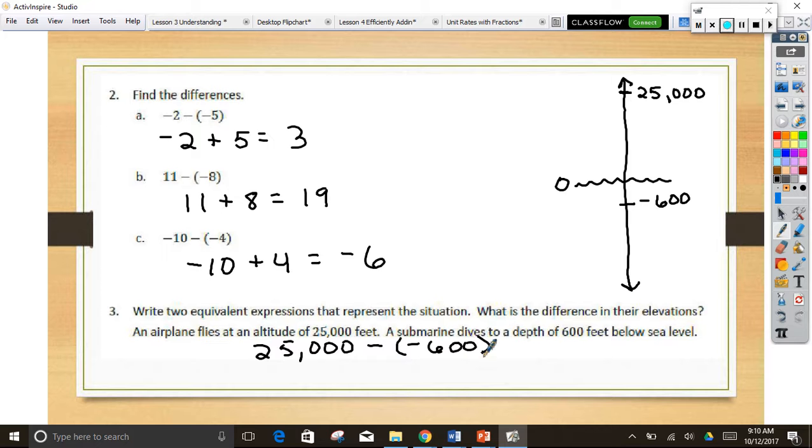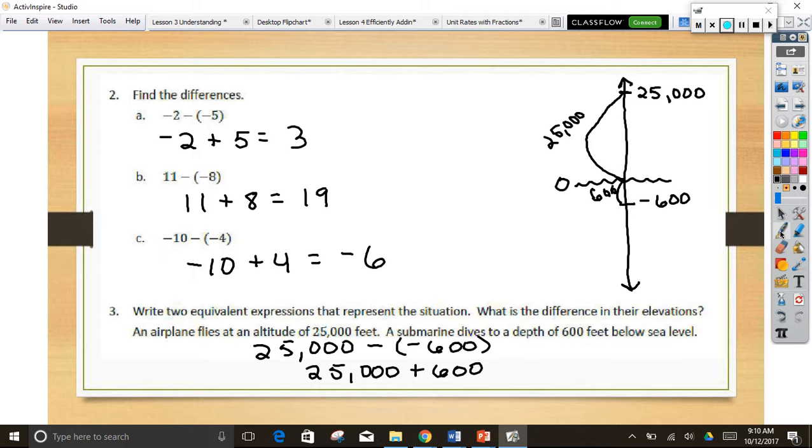How else could I rewrite that? Reed? You do 25,000 plus 600? Yeah, 25,000 plus 600. And that makes sense because when we're finding the difference between the two, we know we have 25,000 whole units from here to 0, and then we have another 600 in between 0 and 600. So it makes sense that we would be adding those according to the number line picture.